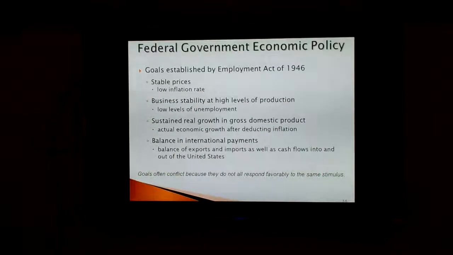Balance in international payments, balance of exports and imports, as well as cash flows into and out of the United States. So ideally, you would want to see more exports than imports. As a rule, but there's things that can happen that will change that.